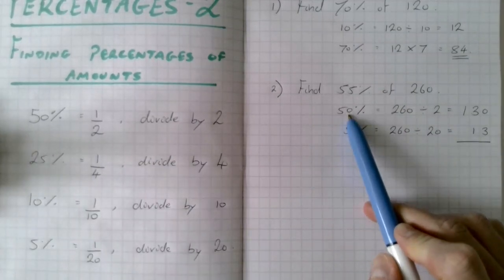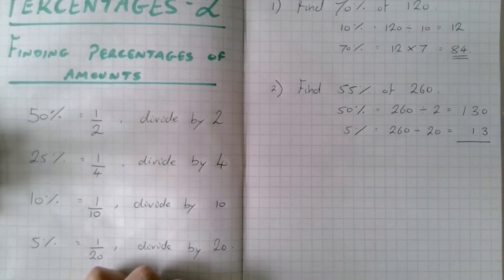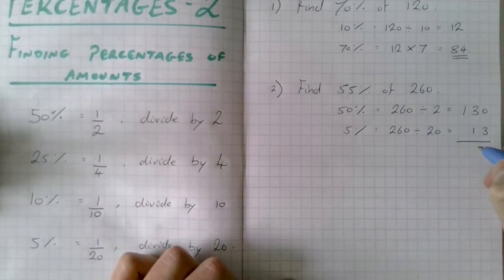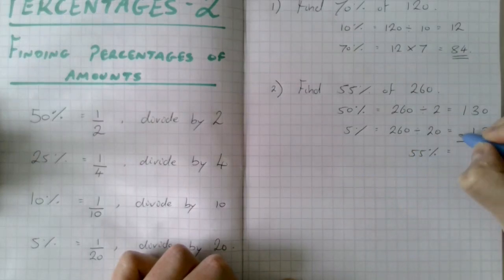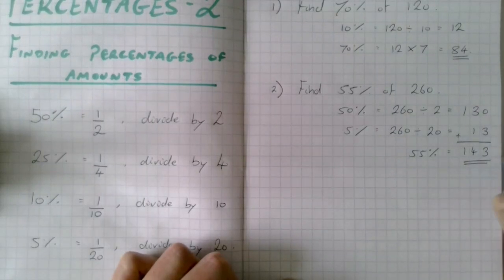And now I've got 50% and I've got 5%, which is 130 and 13 respectively. And to find out what 55% is, I just need to add these two values together. So 130 add 13 is 143, and that's my answer.